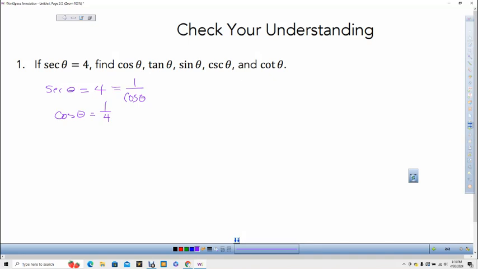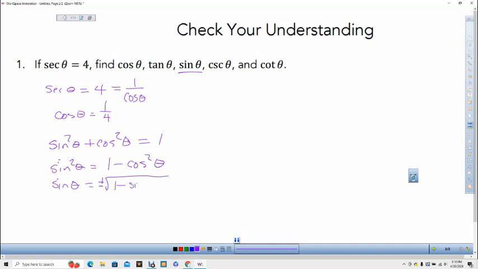Now, once we've got cosine, we can find sine really easy by the Pythagorean identity. Remember, if we know that sine squared theta plus cosine squared theta equals 1, then what is sine theta going to be? Well, we can solve this and say sine squared theta is equal to 1 minus cosine squared theta. And then we can say that sine theta, we take the square root of both sides, is equal to the square root, plus or minus, of 1 minus... Nope, wrong. Sorry. This one doesn't change.